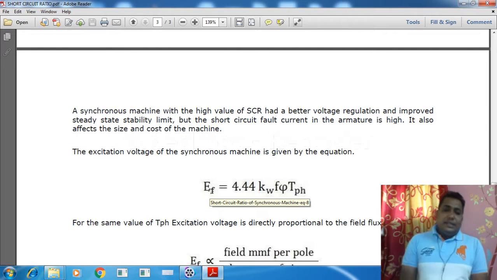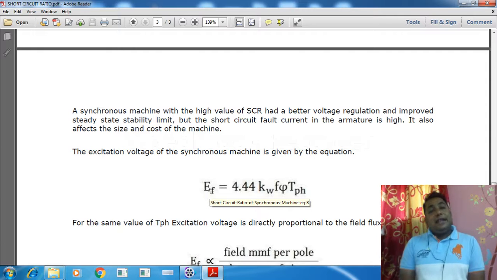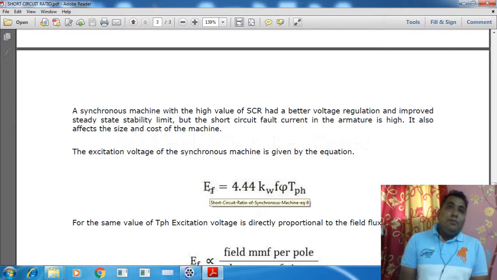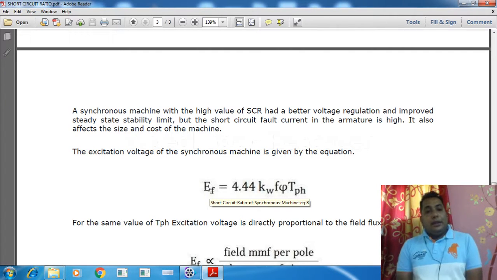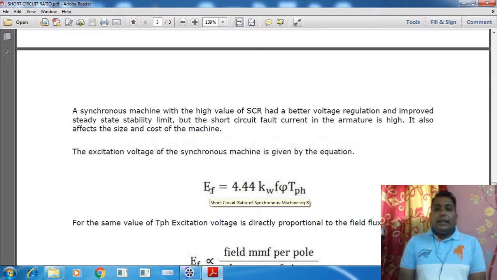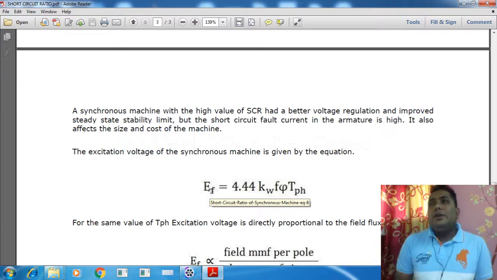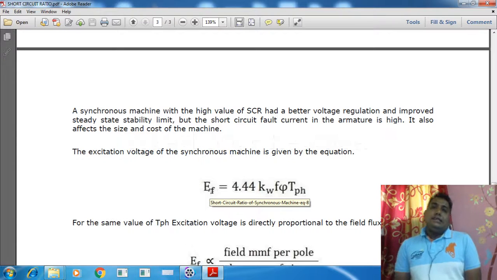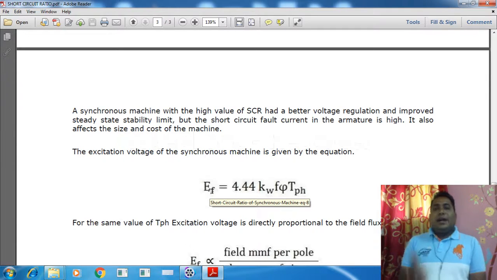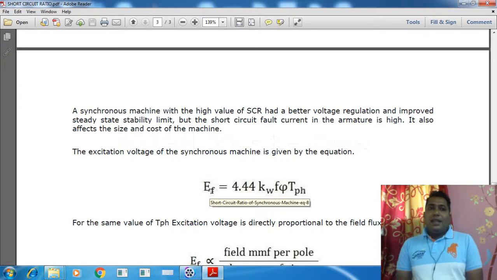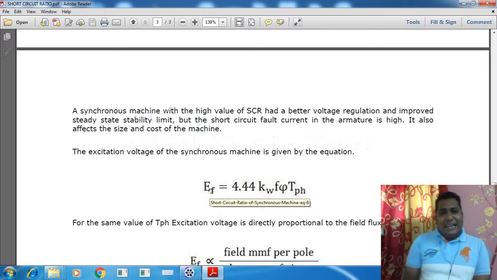Now that is written over here: a synchronous machine with a high value of SCR has better voltage regulation and improved steady state stability limit, but the short circuit current in the armature is high. So when we have a high SCR value, that means the direct axis reactance value is less, so that means a high current can flow through it.